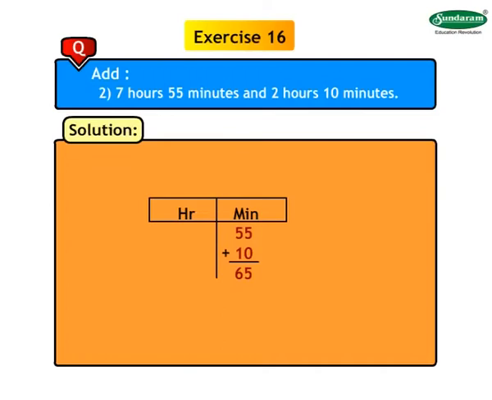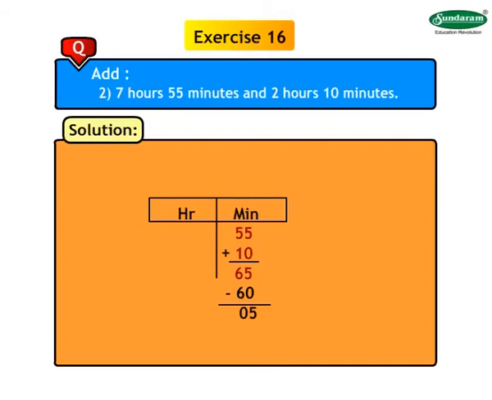Therefore, 55 minutes plus 10 minutes is equal to 65 minutes. Now, 65 minutes is greater than 60 minutes. So, convert 65 minutes into hours and minutes. Subtract 60 minutes from 65 minutes. Therefore, 65 minutes minus 60 minutes is equal to 5 minutes. Note, if minutes is a single digit number, always write 0 before the single digit in the minutes column.